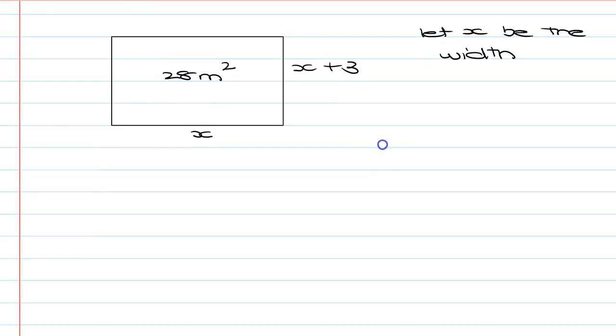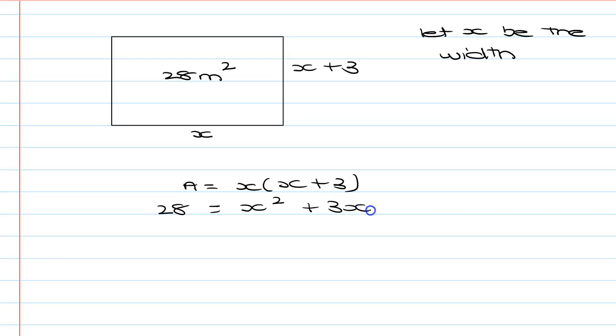Now, from that, I'm going to use my knowledge of areas of rectangles to work out a formula for the area. The area of a rectangle is length times width. So in this case, the area is going to be x multiplied by x plus 3. And of course that area is equal to 28, so when I expand the right hand side I get x squared plus 3x, and that's equal to 28.